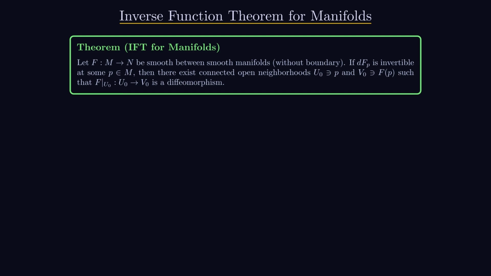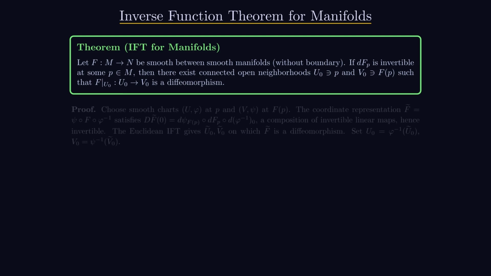Invertibility of df at P forces the dimension of M to equal the dimension of N, since an isomorphism requires equal dimensions. The proof works by choosing smooth charts centered at P and at f of P, writing the local coordinate representation f tilde as psi composed with f, composed with phi inverse. The derivative of f tilde at 0 is the composition of the derivative of psi at f of P, the differential df at P, and the derivative of phi inverse at 0.